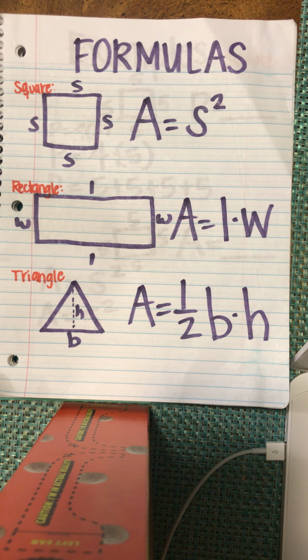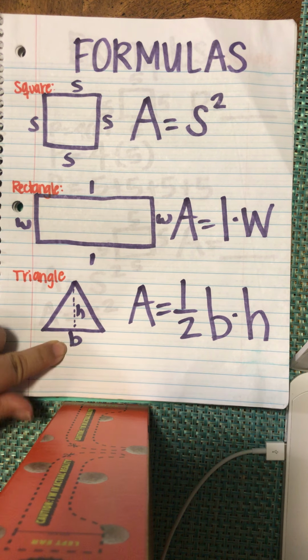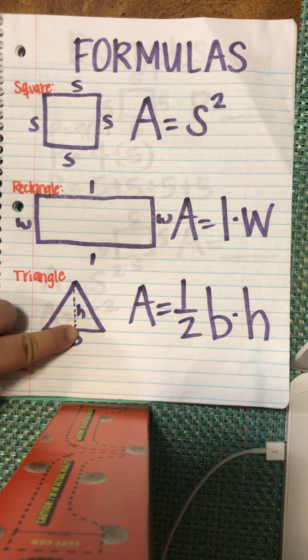And for a triangle, this is just an introduction. We won't be doing a lot of that today, but the area of a triangle is A equals 1/2 base times height. Here we have the base where it says B, and here we have the height.